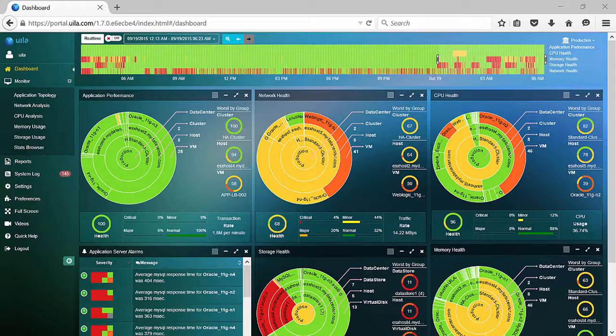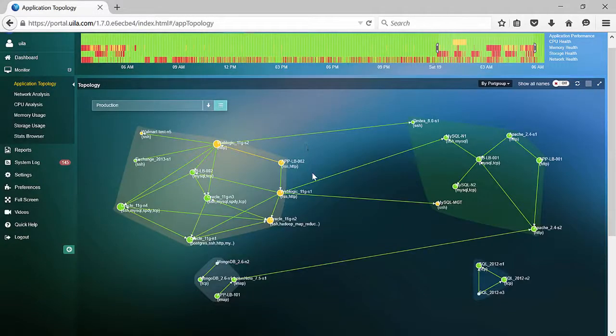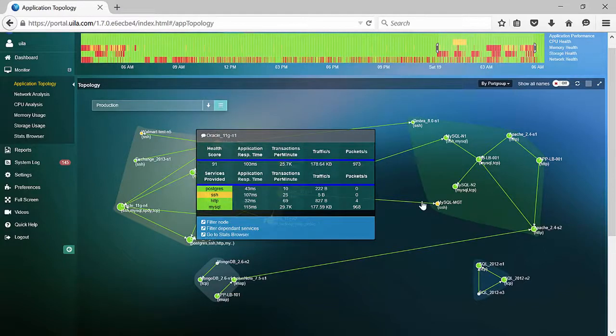In order to provision just the right amount of storage for the various tiers of a multi-tiered application, you need to know their application dependencies to know the storage I/O average utilization and maximum utilization between all the tiers. Looking at Uila's application topology view shows us how all of our applications communicate with each other. We can also select a specific starting point, such as this Oracle server, to show all dependent services and servers for that particular server.